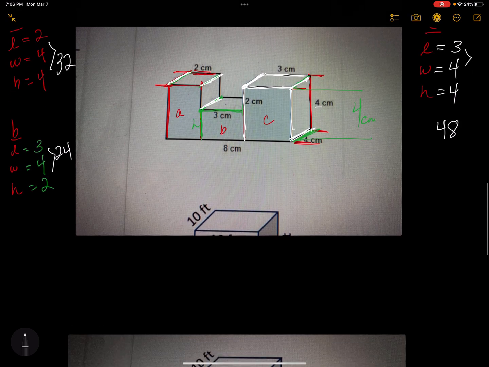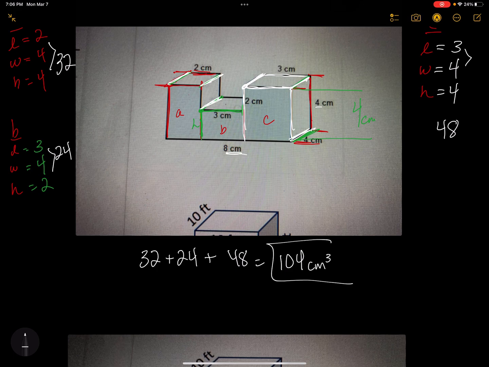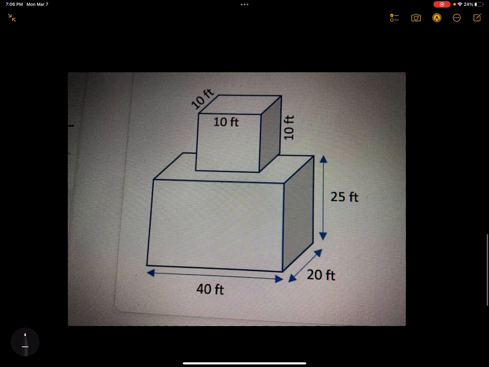So we can calculate all three of those together. We're going to add them together. 32 plus 24 plus 48 equals, let's do this on the calculator. 32 plus 24 plus 48 equals 104. In this case, it is centimeters cubed. Okay, there we go.